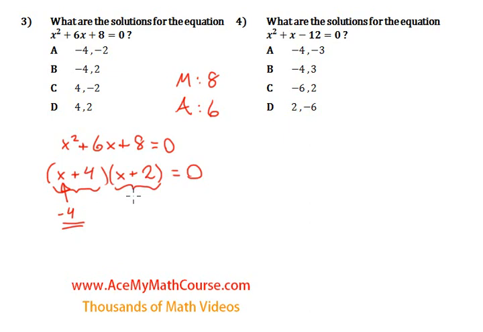What is the other one? Let's take this part. We have x plus 2. If I plug in a negative 2 for x, negative 2 plus 2 is 0. 0 times anything else is 0. So negative 2 would also make the equation true. So the solutions for the equation are negative 4 and negative 2. The answer is A. That's it.